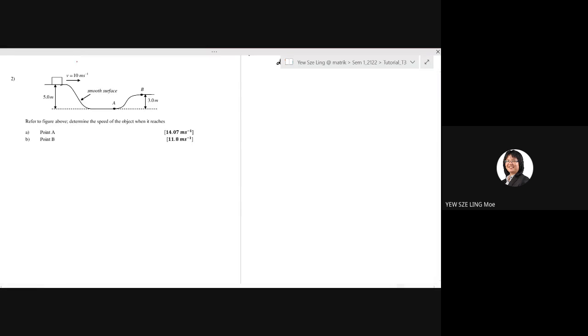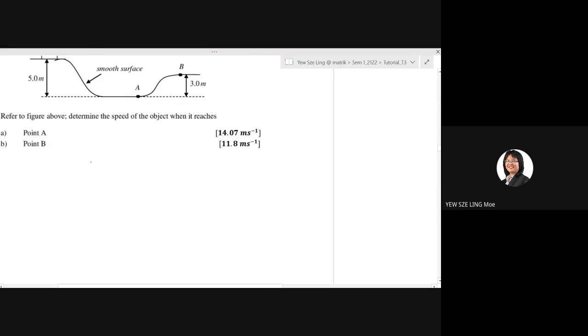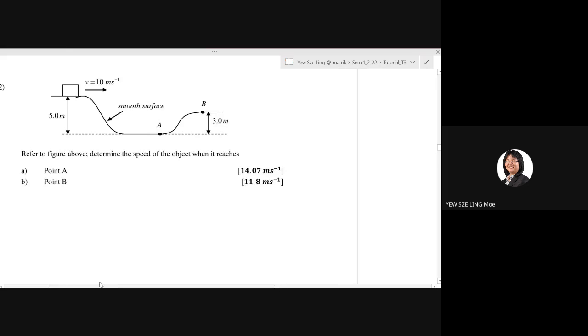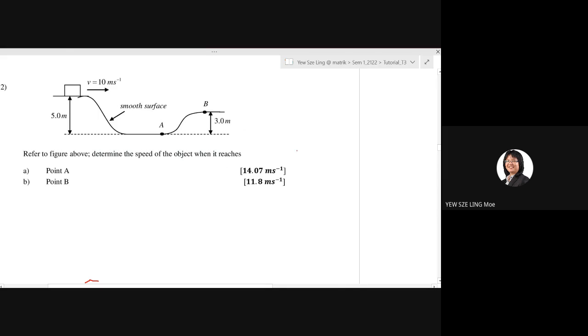If you look at the diagram, the object starts from maximum height, and then what happens? We determine the speed of the object when it reaches point B and also point A. This is the initial state, and then you have point A and point B. If you truly understand the principle of conservation of energy, then you should know that the summation of E at the initial state is equal to the summation of E at point A, and it is equal to the summation of E at point B. This is the main thing this question tests: whether you understand it or not.